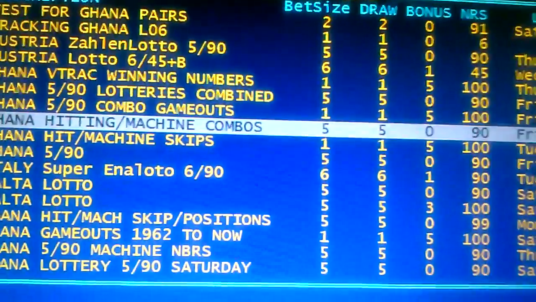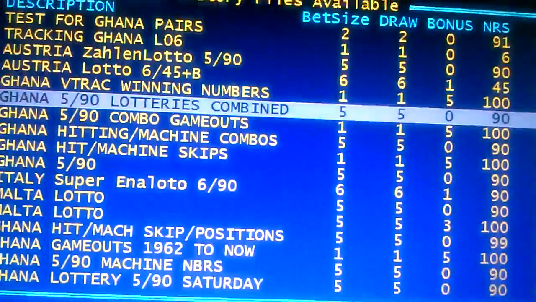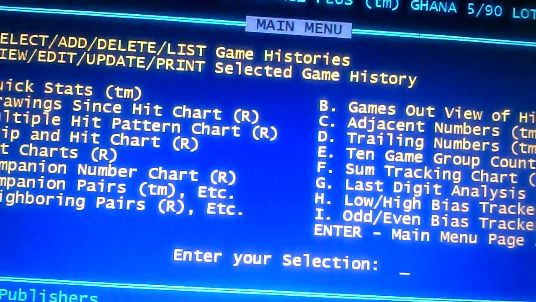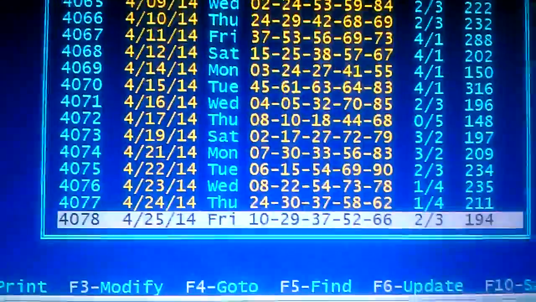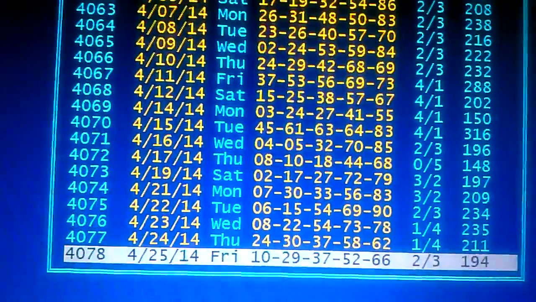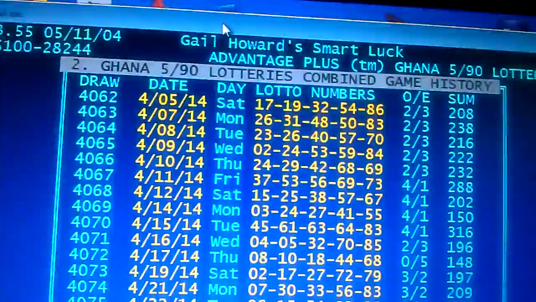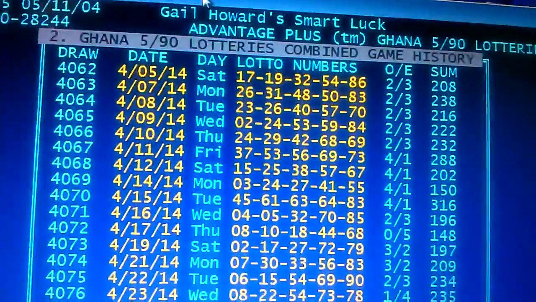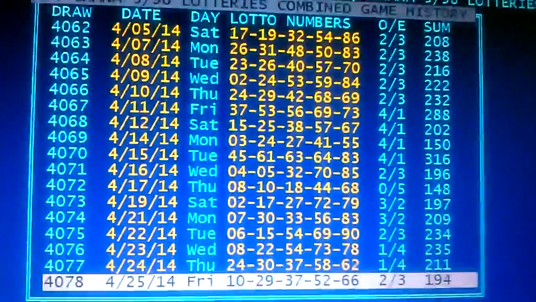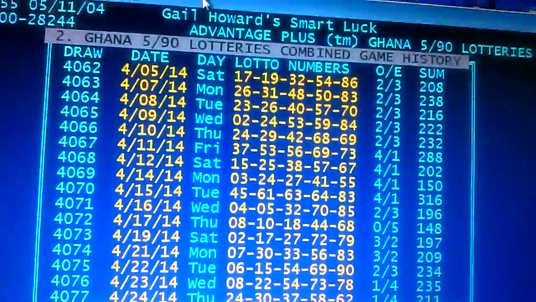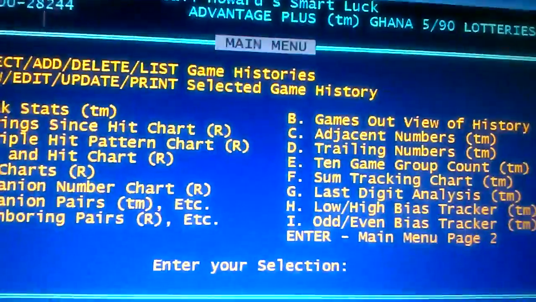or if I choose to, I can also look at it just based on the winning numbers only. See, this is the file I have for where it's just the winning numbers only. So the Gail Howard SmartLuck Advantage Plus software is extremely versatile. It is extremely versatile. I mean, you have different menus to choose from.